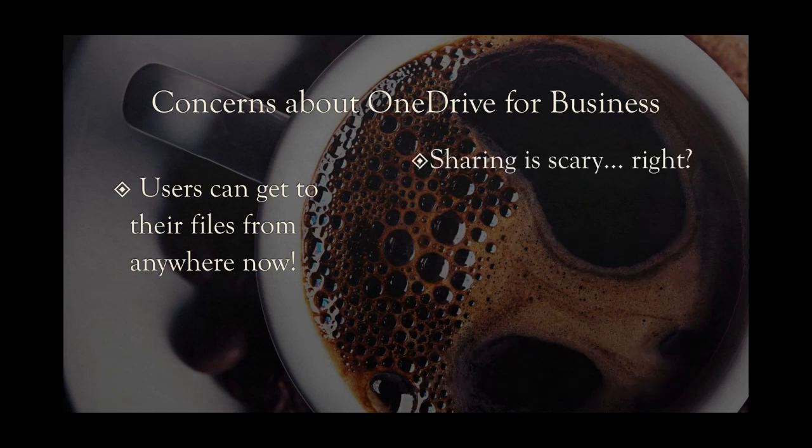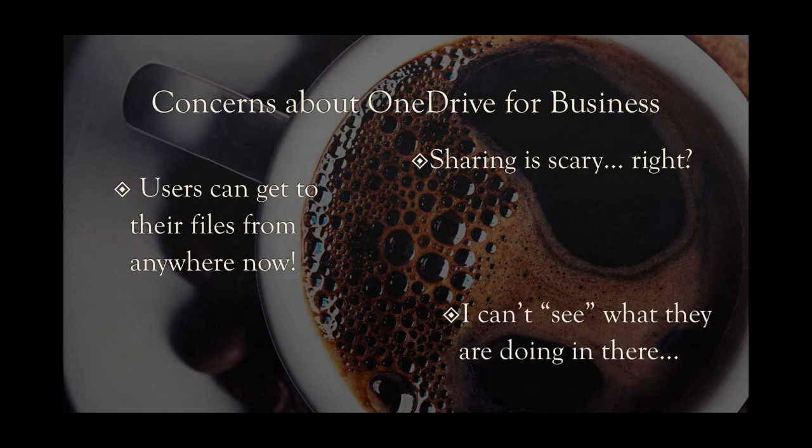Sharing is scary, right? Can't we just turn off external sharing? I don't like the idea of people sending sharing links out, beyond the walls of the organization. And then there's this thought that I can't see what people are doing in their own OneDrive. I mean, that's like their own storage space, and they have all these rights there, and they can just invite people to files. I have no idea what's going on. And so they feel like they don't have enough control. It's giving too much control to the end user.